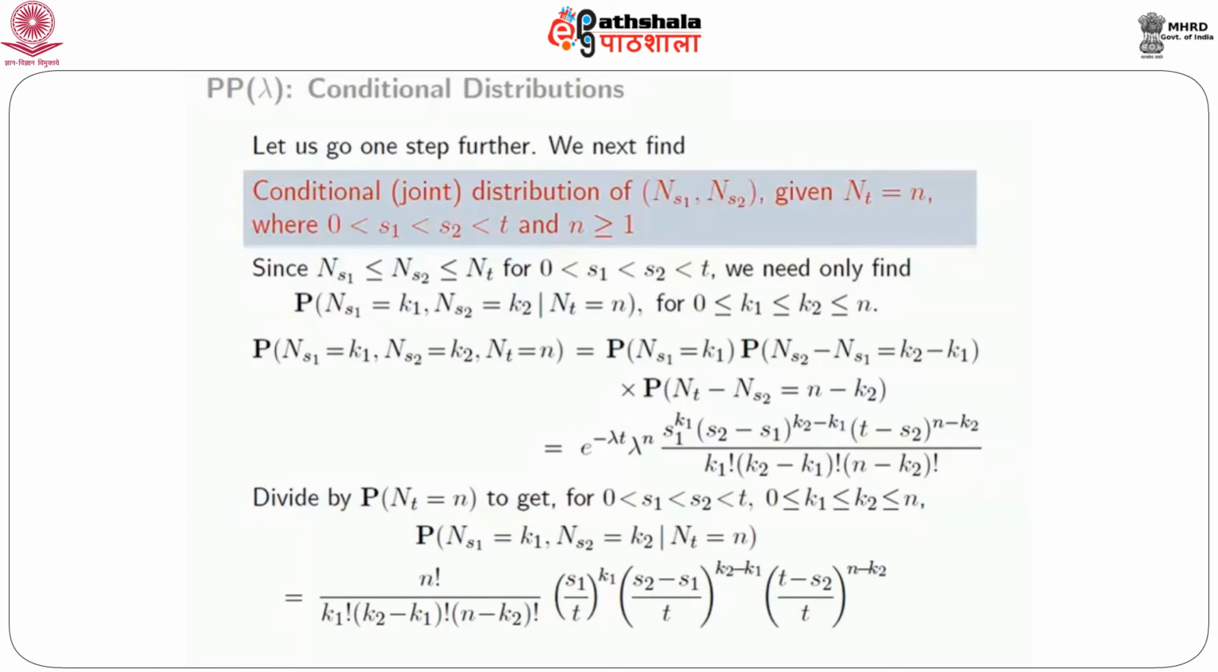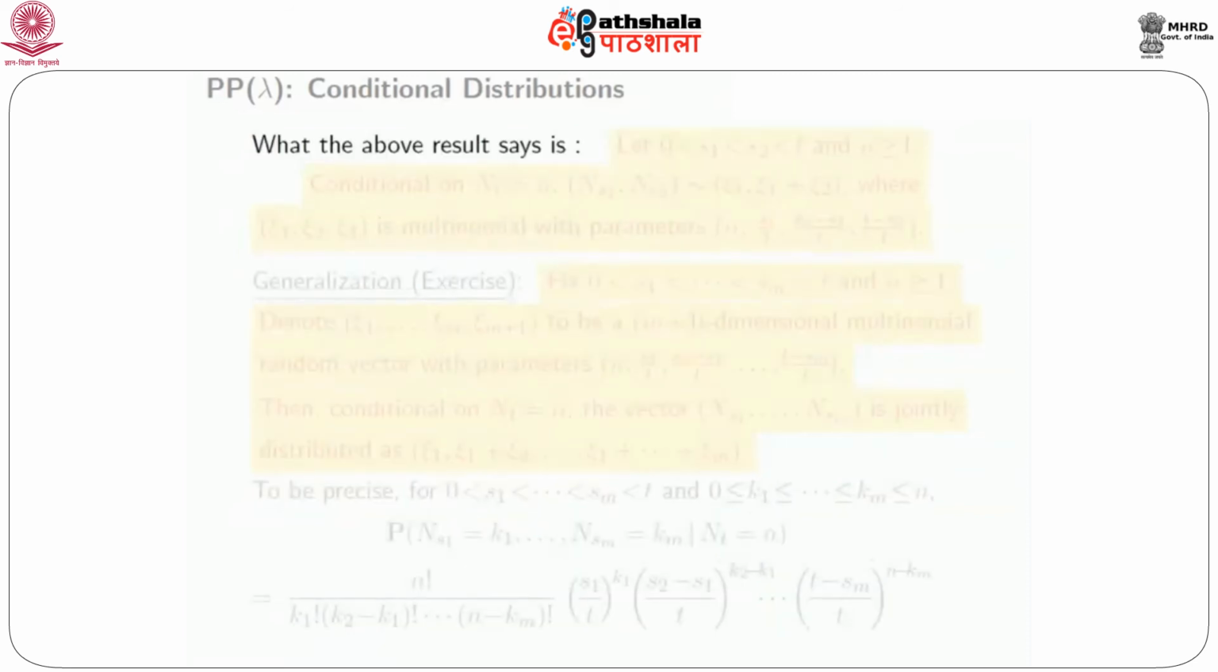Now if we divide by the probability that N_t equal to n and do some simplification algebra, this is what we will get: for any two numbers s1 less than s2, both less than t, and non-negative integers k1, k2 with k1 less than or equal to k2, k2 less than or equal to n, the conditional probability that N_s1 is k1 and N_s2 is k2 given N_t equal to n turns out to be this quantity. That's just simple algebra. So what does this result say?